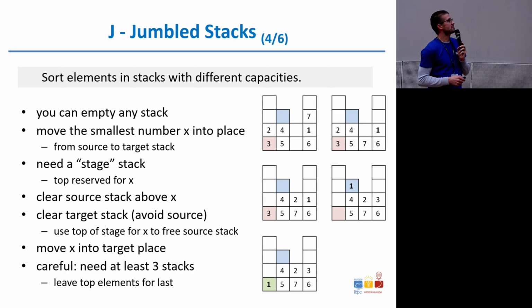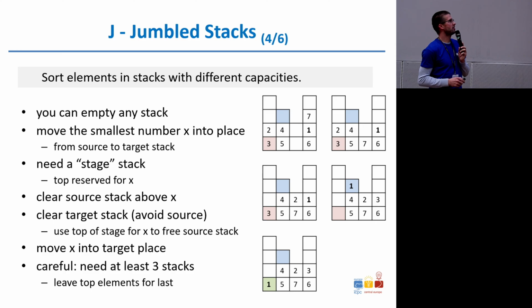Okay, after this, the process is to clear the source stack. So whatever is above our number that we try to move, let's get rid of it. Obviously, we're avoiding this reserved position. So we can do this. There's enough room to get rid of everything. So we can assume that in the next step, this number one is at the top.